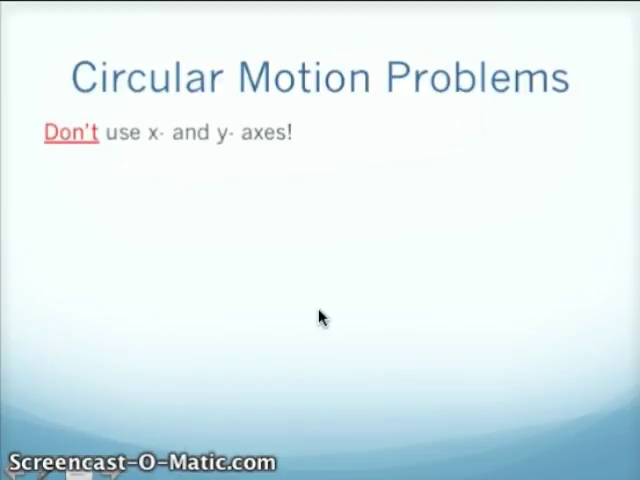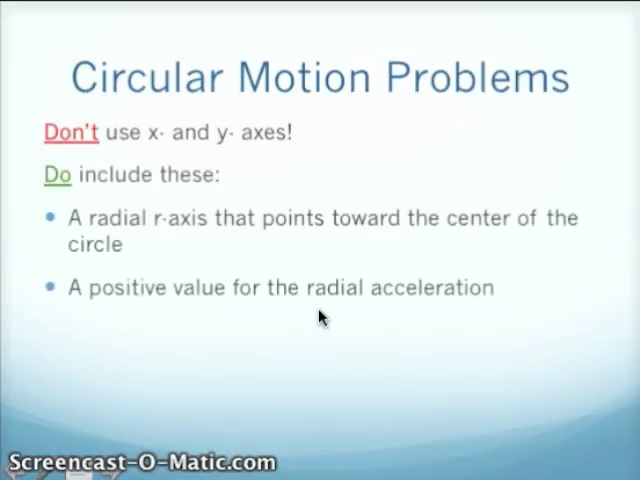You should remember that you should never use x and y axes exclusively for circular motion problems, because it'll just confuse you because you're moving in a circle, you're not moving along an x and y plane. So you should have a radial r-axis that points toward the center of the circle. So that's something that you would draw. So it's like how with incline problems we often would draw an axis that lined up with the plane rather than the ground, as it made things easier.